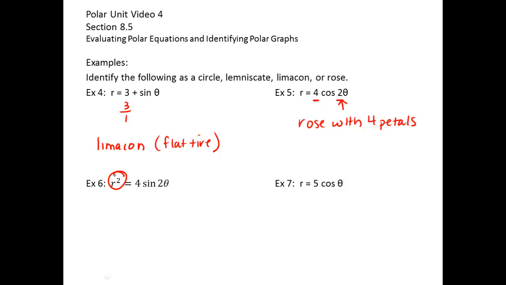Oh, the squared. Anything that's squared is going to be a figure 8, so that's our lemniscate. And I've got 5 times a number with nothing multiplying it. So when there's nothing multiplying it, that tells me that this is a circle. So the difference between example 5 and 7 is that there's a multiplier on the theta. That gives me the rose. If there's nothing in front of theta, it's a circle.